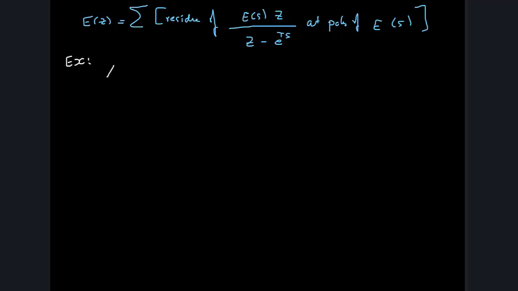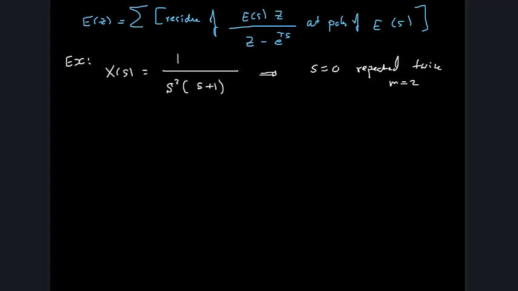So let's assume that we have X(s) equal to 1 over s squared times (s plus 1). Now the poles here are s equal to 0, repeated twice, which means that m here is equal to 2, and s equal to minus 1, a simple root. So here we need to calculate the residue for the repeated root and for the simple root.